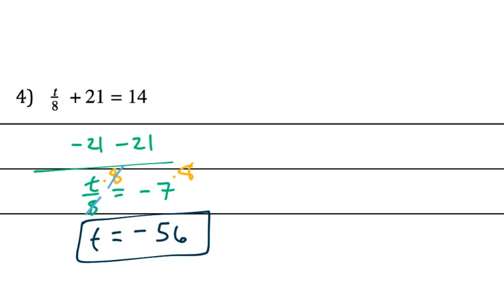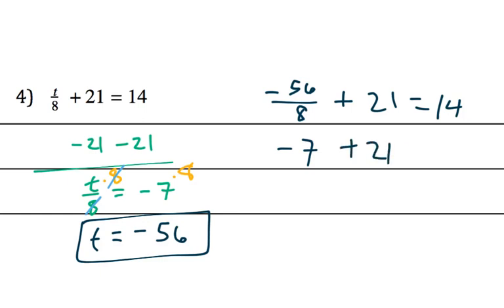Plugging it back in, I see negative 56 over 8, and I do like to use one line of math paper if I can write it small and neatly. Well, 56 over 8 simplifies, and the negative stays there. And negative 7 plus 21 equals 14, and 14 does equal 14.